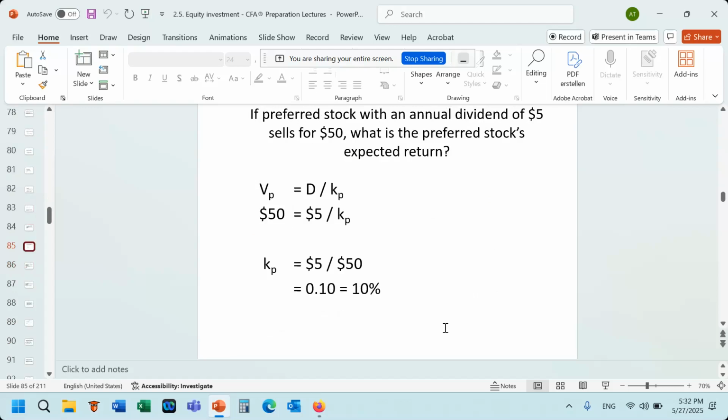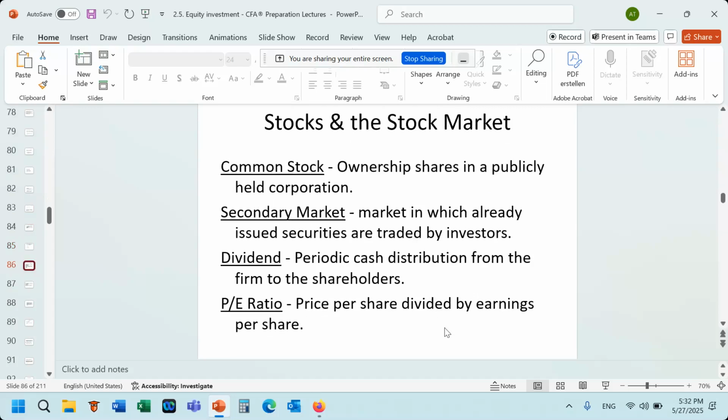As I said before, we can look at preferred stocks as a perpetuity and value them that way. And here is another example of it.